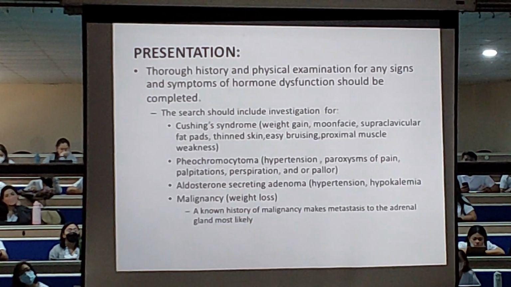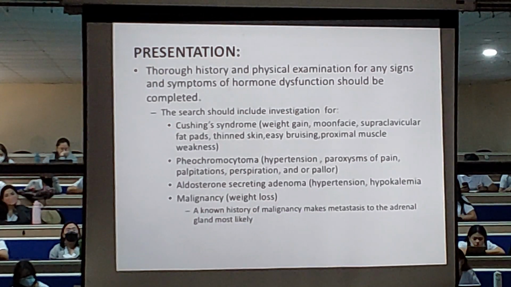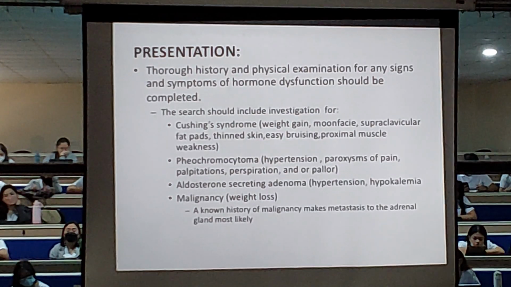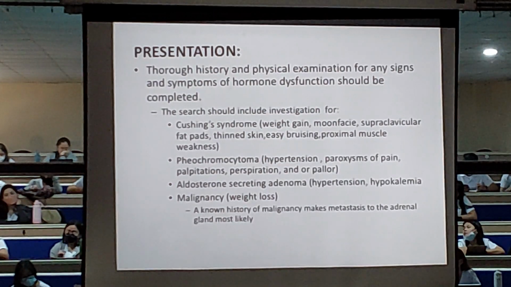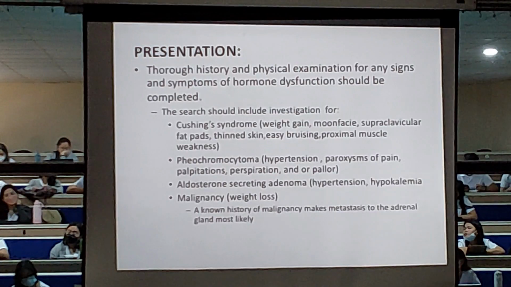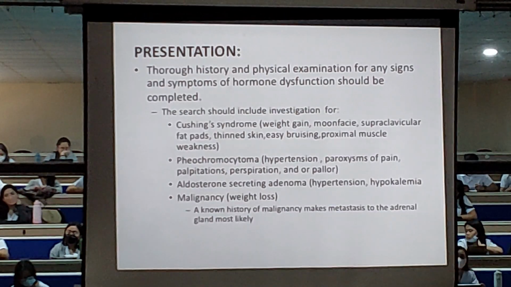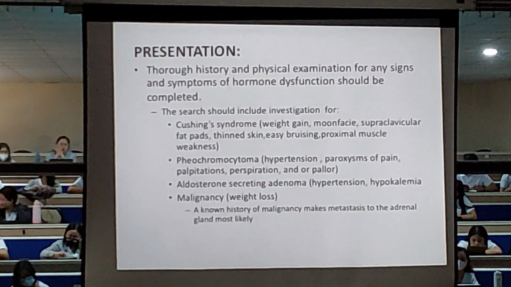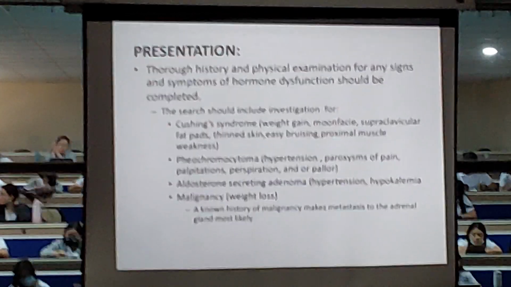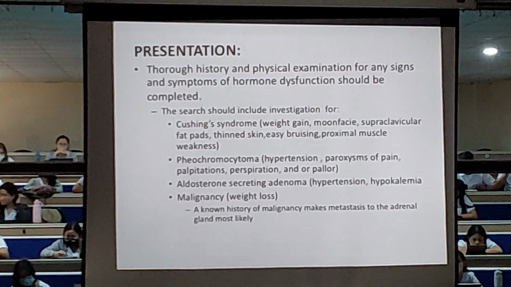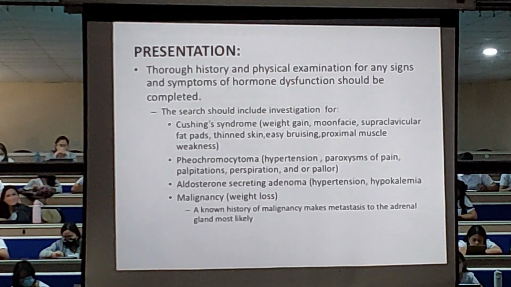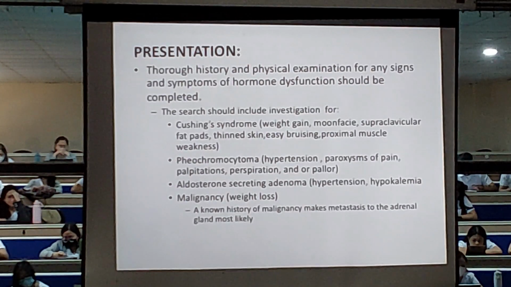Weight gain. The patient may have moon facies, may have supraclavicular fat pads, or deposition of fat at the back of the neck. This is called your buffalo hump. And thin skin. The patient may have easy bruisability, and some patients may have proximal muscle weakness. You also need to look for signs and symptoms of pheochromocytoma.